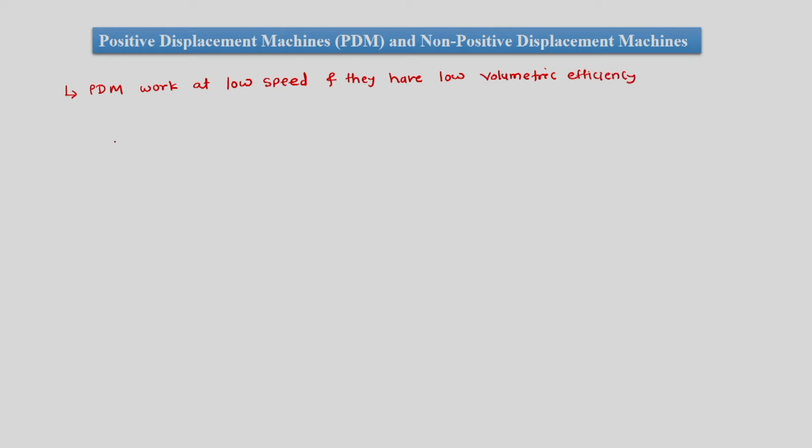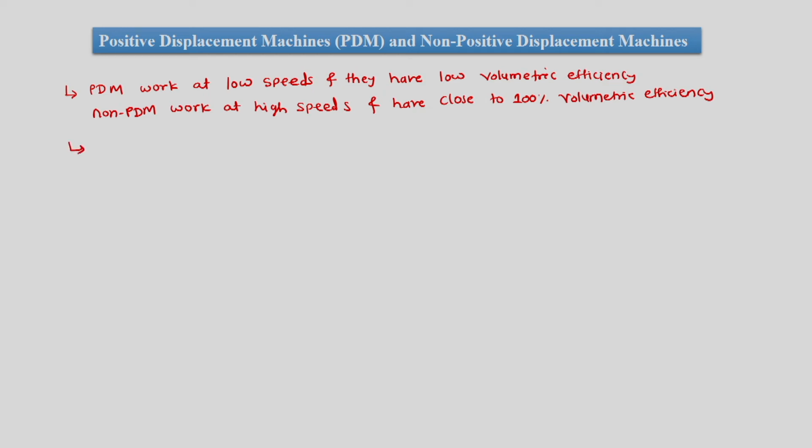However, non-positive displacement machines can work at high speeds and they have close to 100% volumetric efficiency. So, non-PDM work at high speeds and have close to 100% volumetric efficiency.